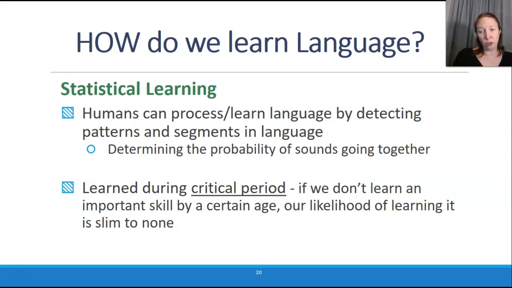So the definition of critical period in general is that if we don't learn an important skill by a certain age, our likelihood of learning it is slim to none. That's just the definition of critical period, but it's connected to this theory because the idea is that it applies to language: if you don't learn language by age 7, you're not going to.